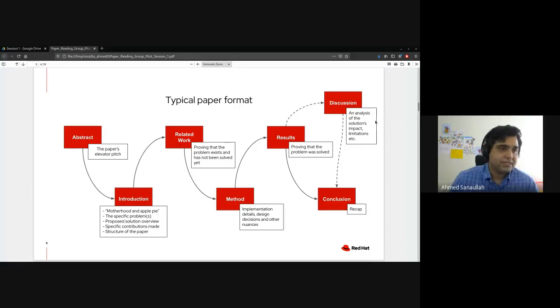So rounding off this basic introduction, I want to talk a bit about typical paper formats. This can vary substantially. I cannot emphasize on this enough.